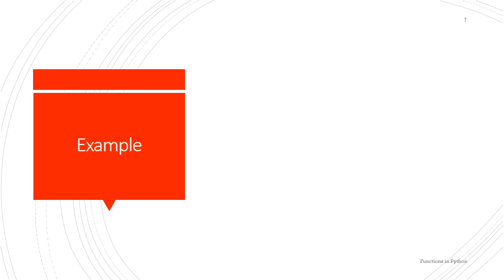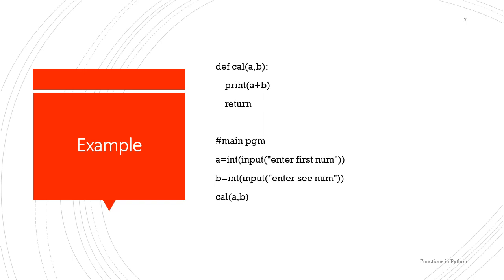Now we'll see a simple example. Here we are defining a function. The keyword used is def, and the function name is cal. And this function accepts two parameters, which are accepted into the variables a, b. And inside the function we are printing something. We are calculating a plus b and printing its value inside the function. After that we are returning from the function, and this function returns no value.